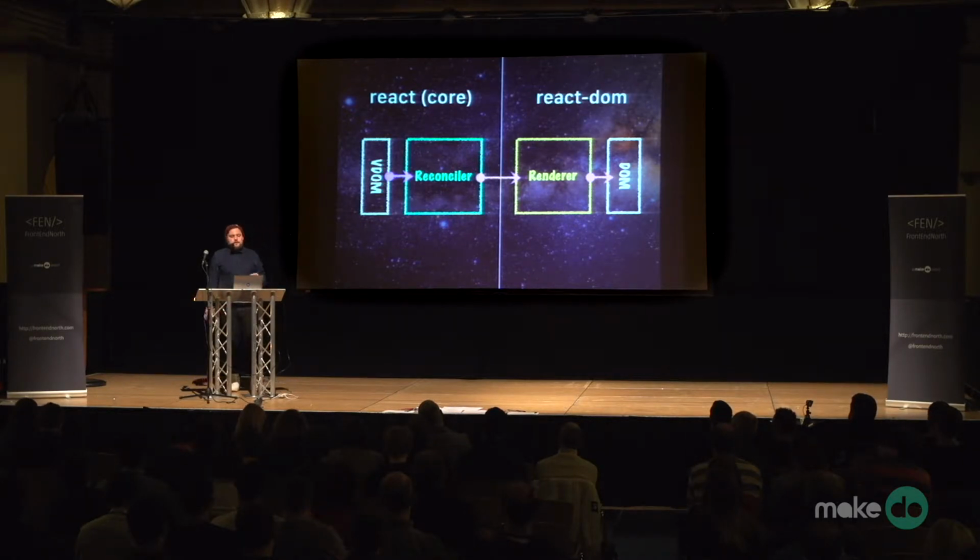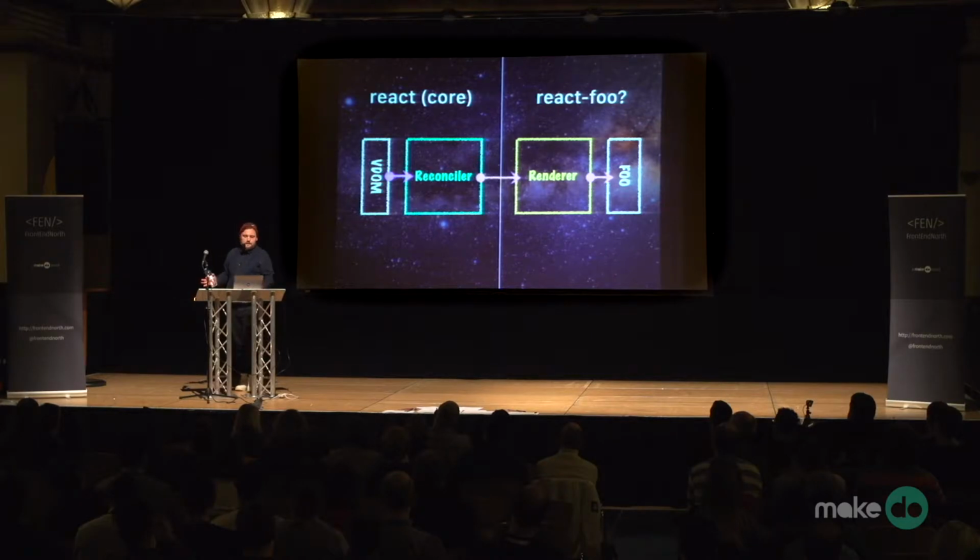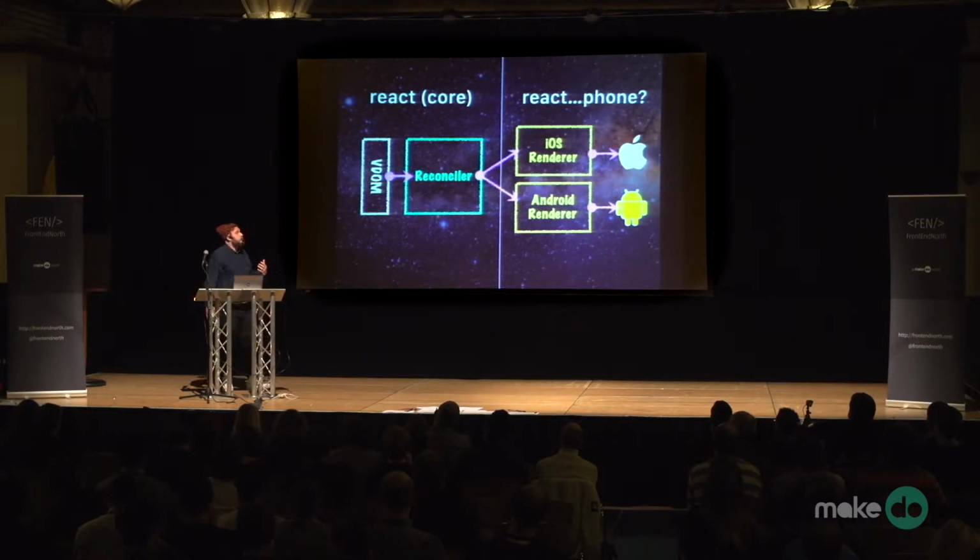But now that we've established this neat separation of concerns, it may occur to somebody: hey, what if we took that React DOM module and replaced it with something else? What if we took React DOM and replaced it with React foo? I've written maybe a million functions that do something with foos, but I don't know what a foo is. So let's use a better example. Let's say there was a way for us to replace the DOM renderer with something that would actually render natively on a phone.